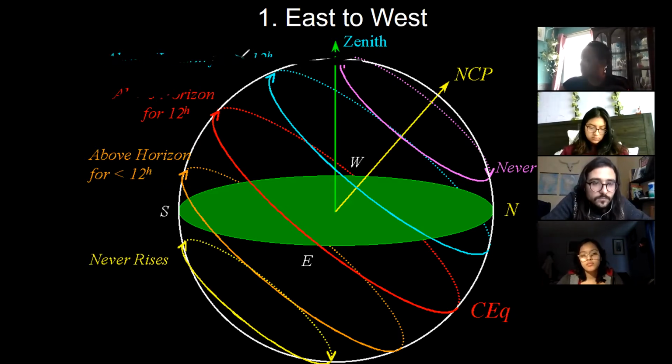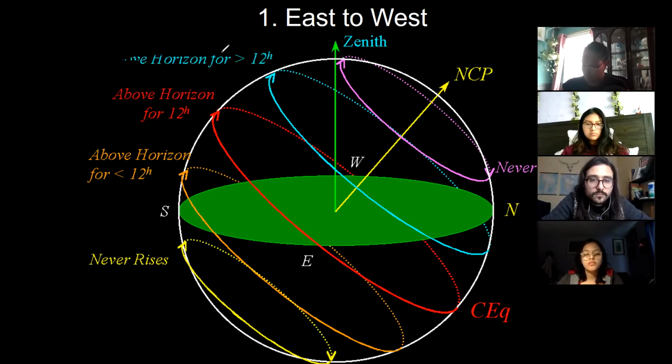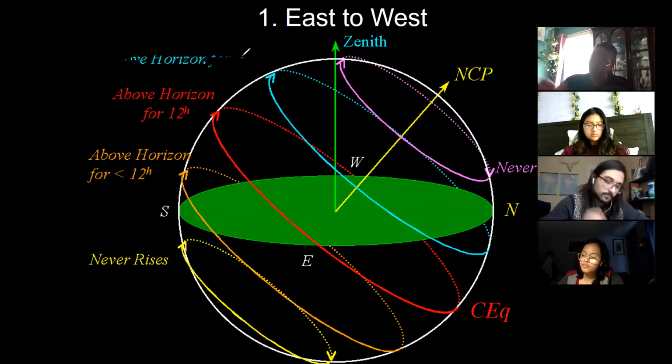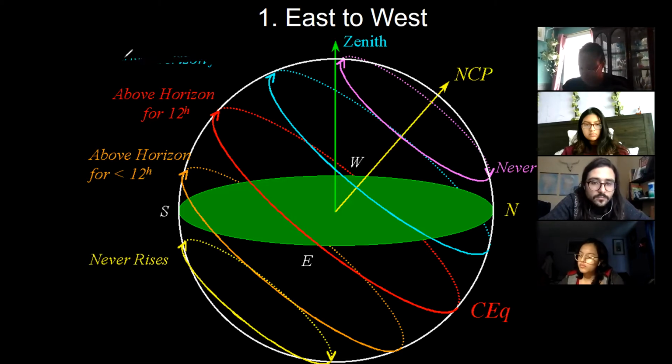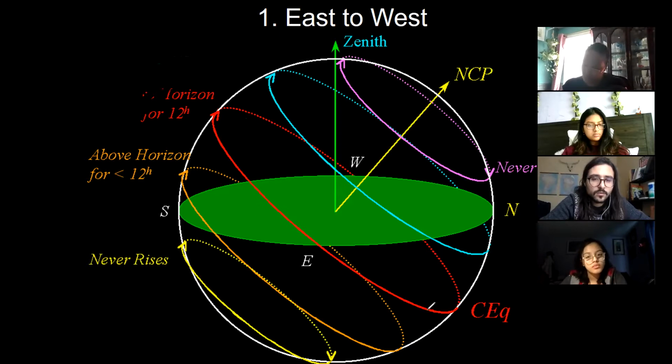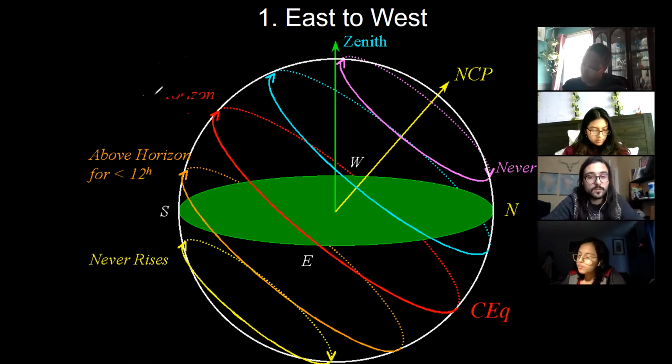Let's get rid of this stuff. Can someone tell me the declination of the celestial equator? Is that too tough for you guys? Is it the dotted line? Well, the red line, the red circle, the whole thing, the whole red circle is the celestial equator. And I want to know the declination of that ring.